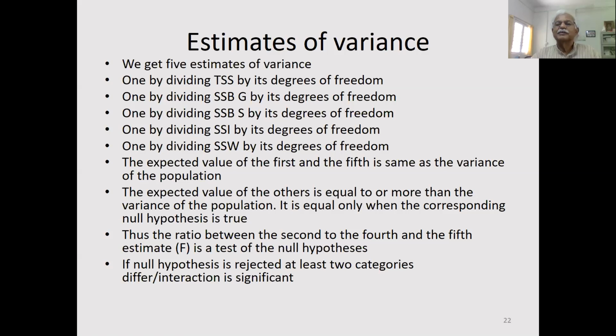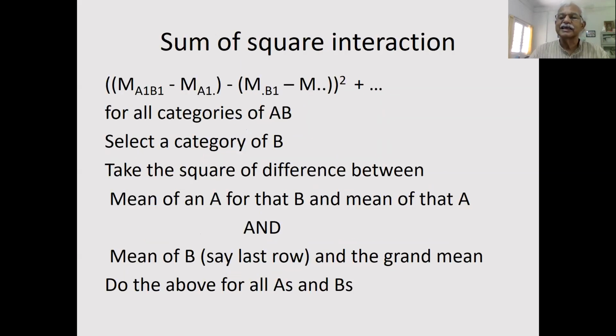I think this slide is very important, and you should give due attention to the logic part of this analysis. Thus the ratio between the second to the fourth and the fifth estimate is a test of the null hypothesis. If null hypothesis is rejected, at least 2 categories differ or interaction is significant. Then sum of square for interaction can be computed like this.